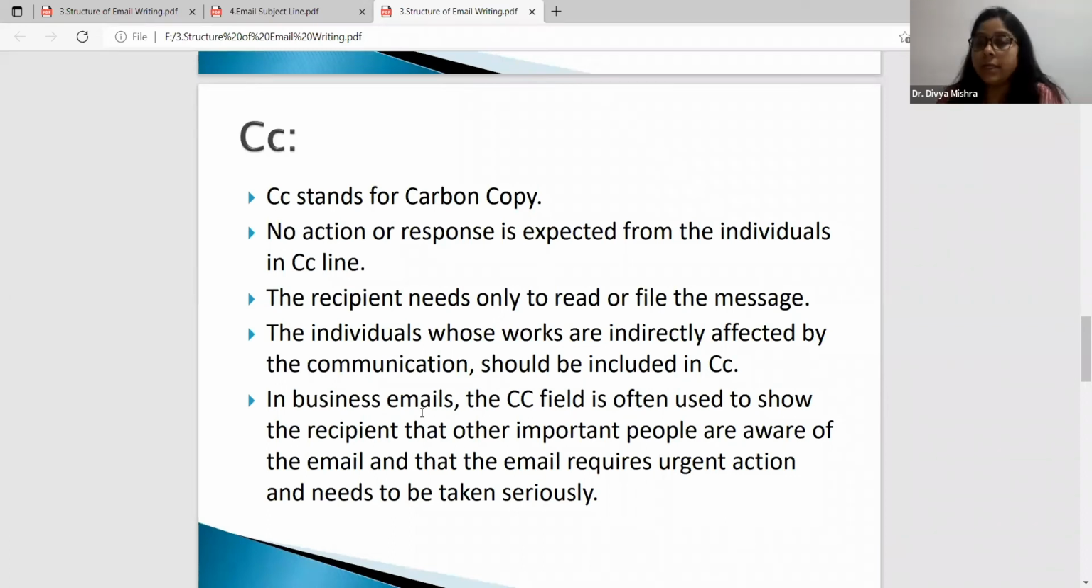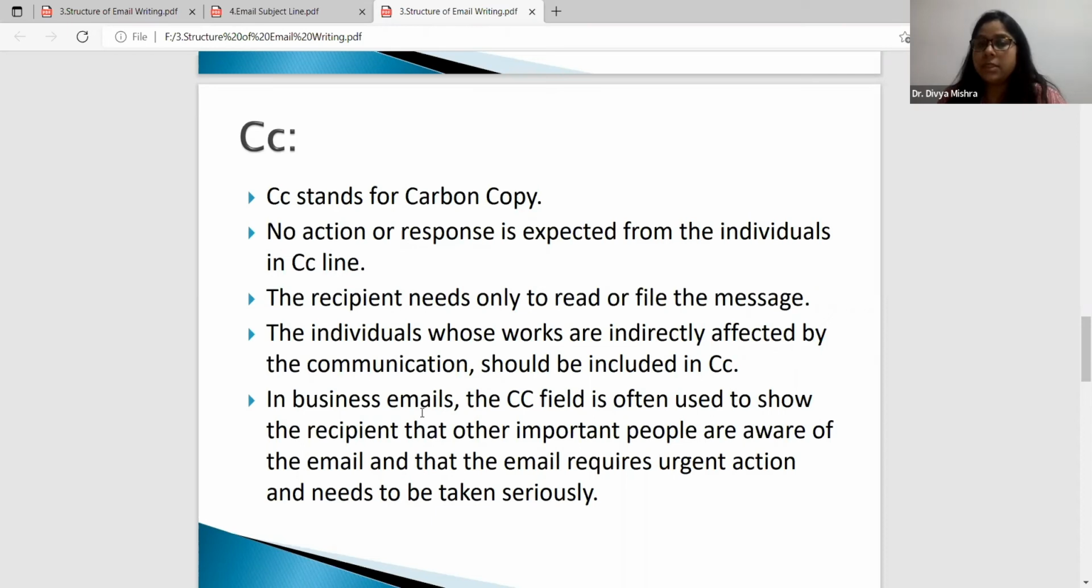Okay, the recipient needs only to read or file that message for future reference. The individuals whose work is indirectly affected by the communication should be included in CC. You can write the names of those persons in CC whom you think the decision you are taking might affect, their business or their project in future.